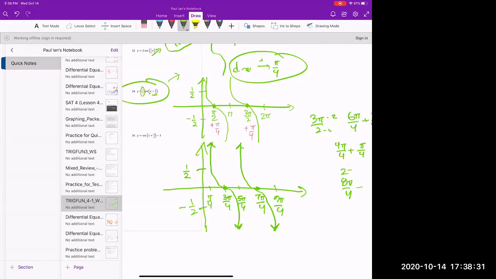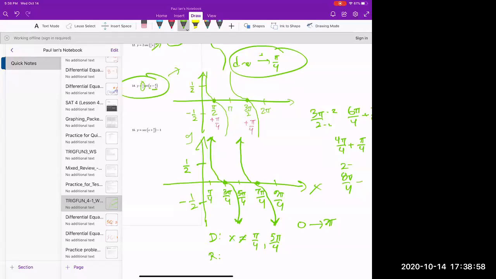So what are your domains and ranges? The domain would be pi over 4 and 5 pi over 4, if this is all the way from 0 to 2 pi. Then it's not 9 pi over 4, it's over 2 pi. Because you have 8 over 4 here, that's 2 pi, right? Oh yeah, you're right. You have to check yourself with that one.